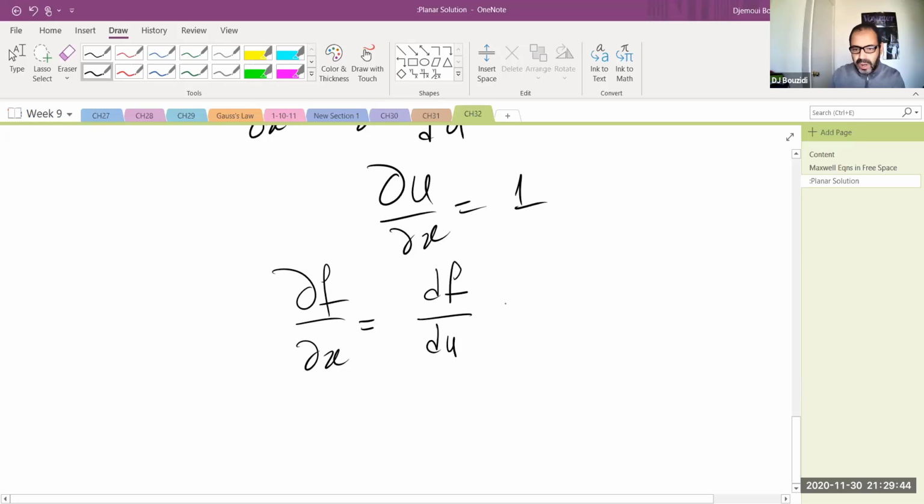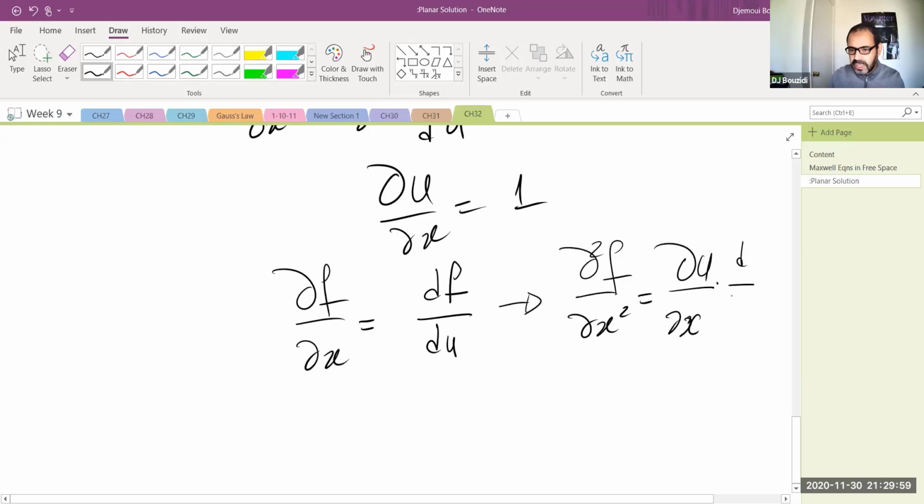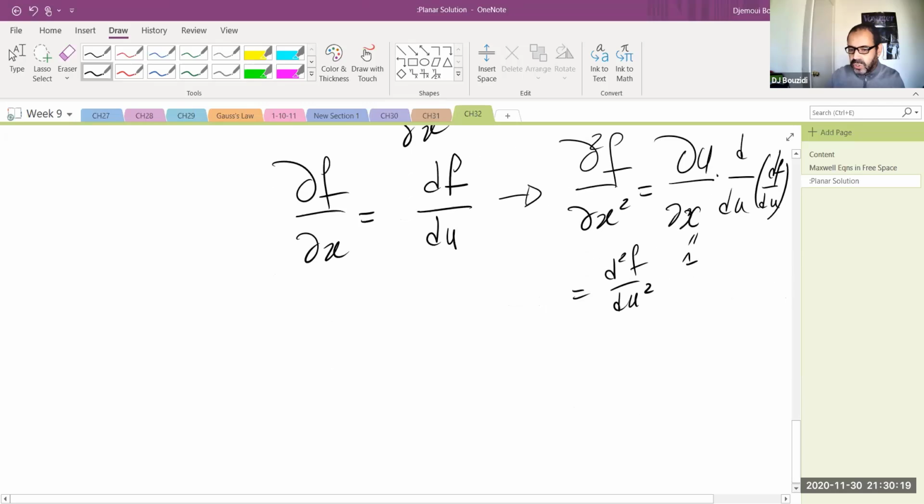That's clear, okay? Now, if I take the second derivative of f with respect to x, that's going to be the partial with respect to x of u, times the second derivative of f with respect to u, and this is also already 1. So the second derivative of f with respect to x is the same thing as the second derivative of f with respect to u. So this is straightforward. I'm going to do the time dependent one too.